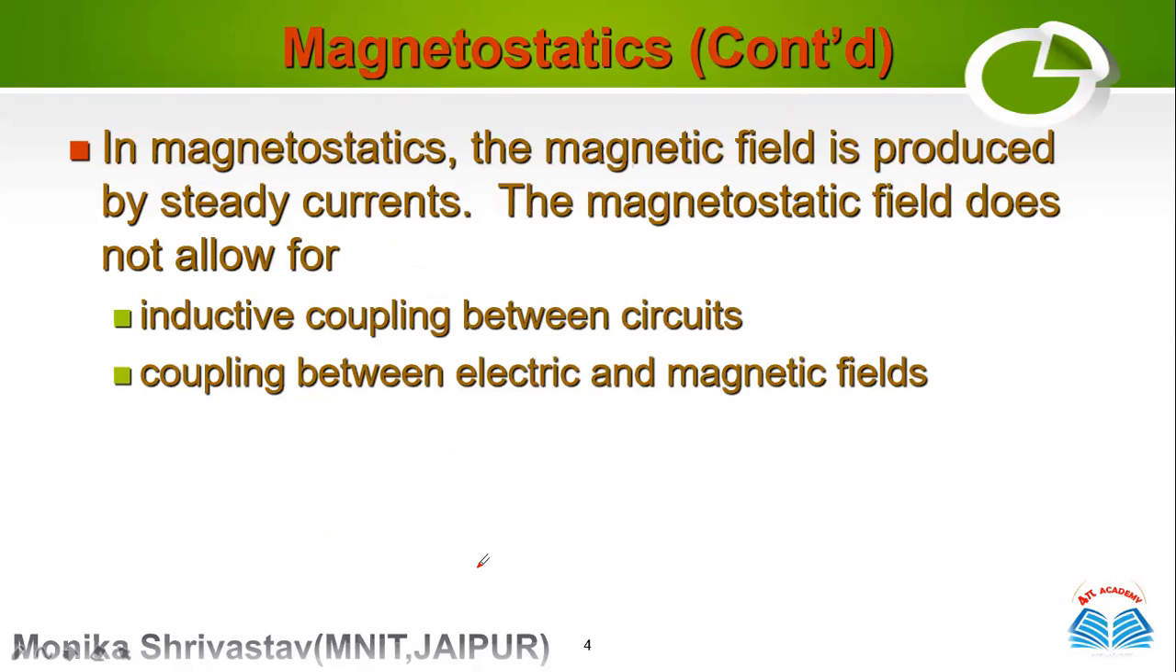The magnetostatic field does not allow for inductive coupling between circuits. If there are two circuits and we want to couple them by induction, then we can't do that in the magnetostatic branch. The second one is coupling between electric and magnetic fields. That is not possible in magnetostatics, but that is possible in electromagnetic theory using Maxwell's equations. So we will do that later on.